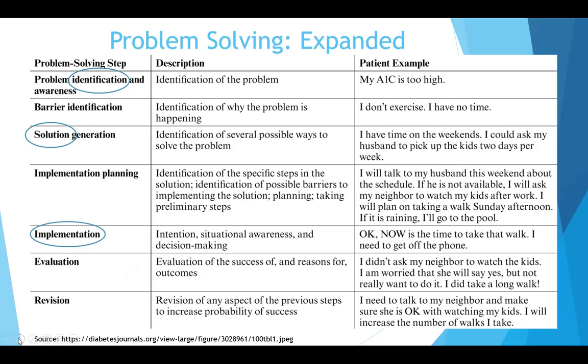Okay, so now it's time to take that walk. Here's the implementation part. And I need to get off the phone and we need to evaluate. So in this particular example, this person didn't ask the neighbor to watch the kids. She was worried that the neighbor will say yes, but not really want to do it. But she did take the long walk. So we revise the goal, revise the solution, and try to make sure that the neighbor is okay with watching their kids and will increase the number of walks they take. So again, this is just one of many potential examples, but you can break it down here and see the 3 steps in problem solving: identification, solution, implementation.